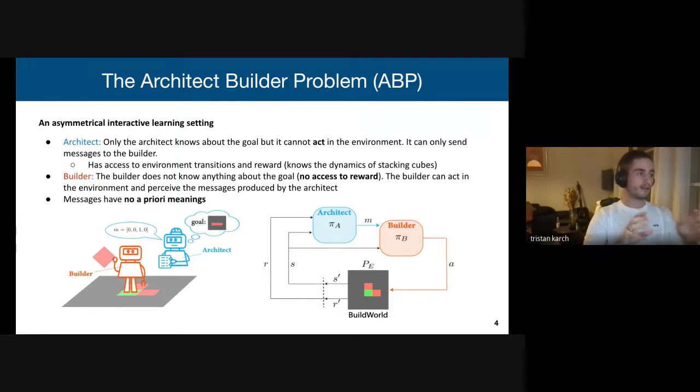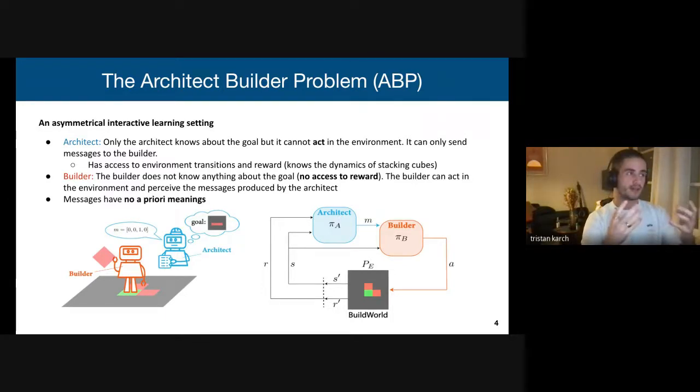And the builder is taking action in a small environment that we call build world, which is basically a 2D grid world where there are blocks that can be manipulated in order to construct shapes. So in our framework, the architect knows about the goal to perform, so the shape to reach, but it cannot take actions in the environment. It can only send messages to the builder.